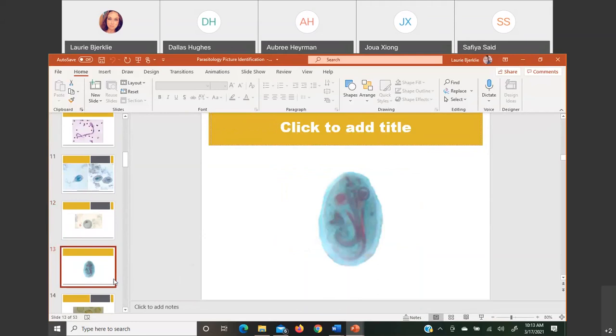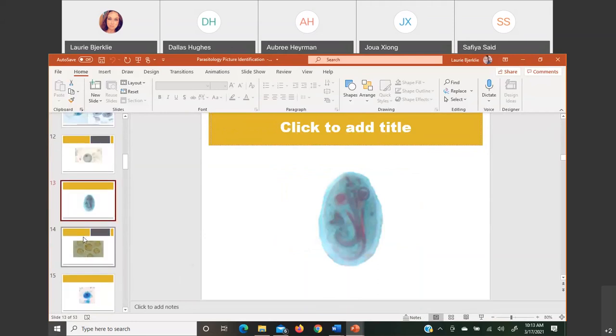So again, it is Giardia. Yep, good, the Giardia cyst.